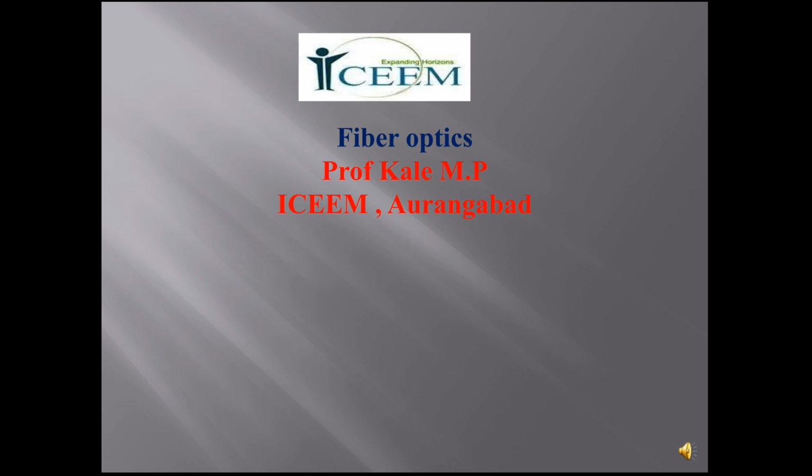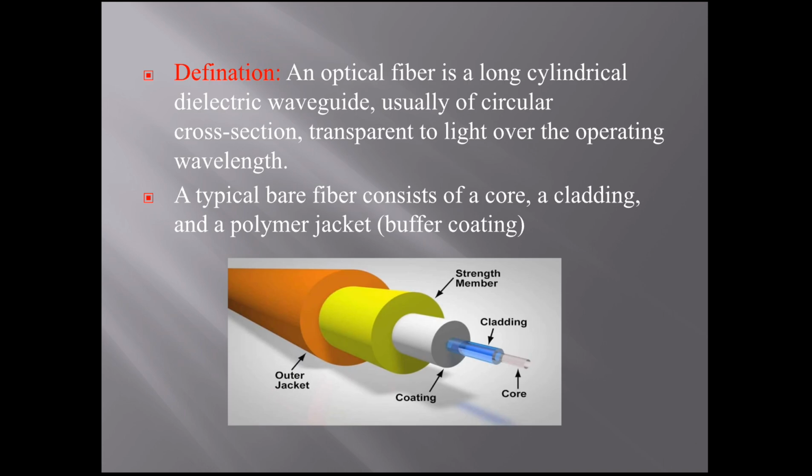Today I am going to discuss fiber optics. An optical fiber is a long cylindrical dielectric waveguide, usually of circular cross section, transparent to light over the operating wavelength. A typical bare fiber consists of three parts: core, cladding and polymer jacket. You can see in this diagram.